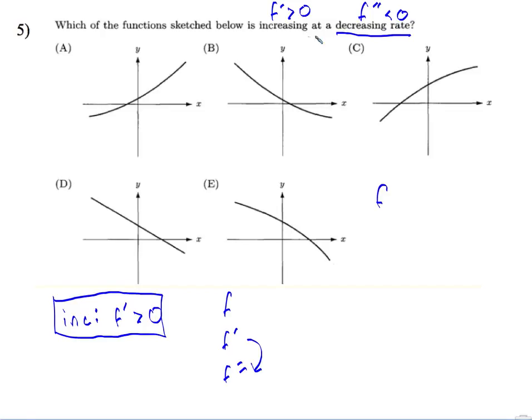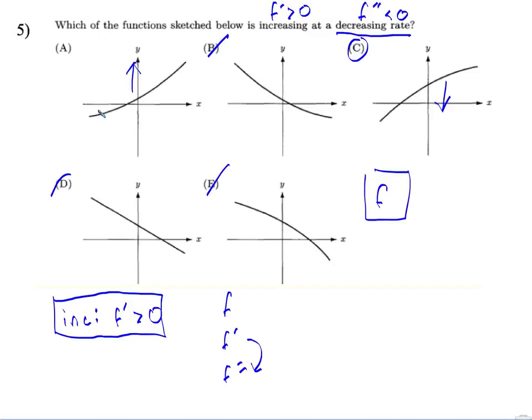All right, so where do I have f prime greater than 0 in these 5 graphs? Which is it, slope or height? What is f prime? All of these are graphs of f, so it's slope. Where do these have a slope that's greater than 0? Can't be B, can't be D, can't be E. Now, which one has f double prime less than 0? C. This is concavity down, because it's sort of arcing.